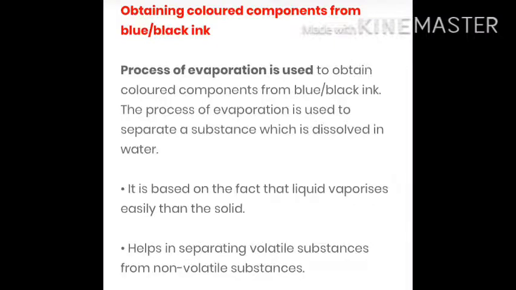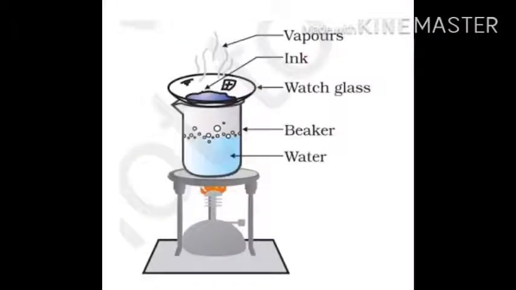First, how can we obtain the colored component, the dye, from black or blue ink? This is done by evaporation. The process of evaporation is used to obtain the colored component from blue black ink. It is used to separate a substance which is dissolved in water. It is based on the fact that liquids vaporize more easily than solids. It helps in separating volatile substances from non-volatile substances.